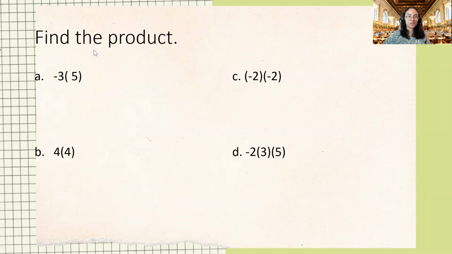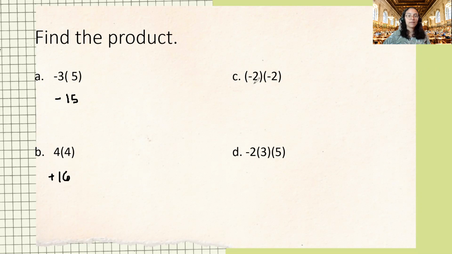Here we're asked to use the rules that we just discussed in order to find the product. For A, I have a -3 times a positive 5, and I know that a negative times a positive is going to give me a negative. 3 times 5 gives me 15, so my final answer is -15. For B, I have positive 4 times positive 4, and a positive number times a positive number will give me a positive number. 4 times 4 is 16, so my final answer is positive 16.